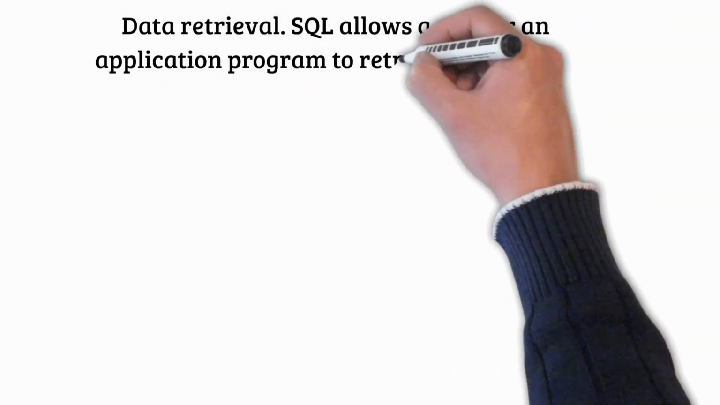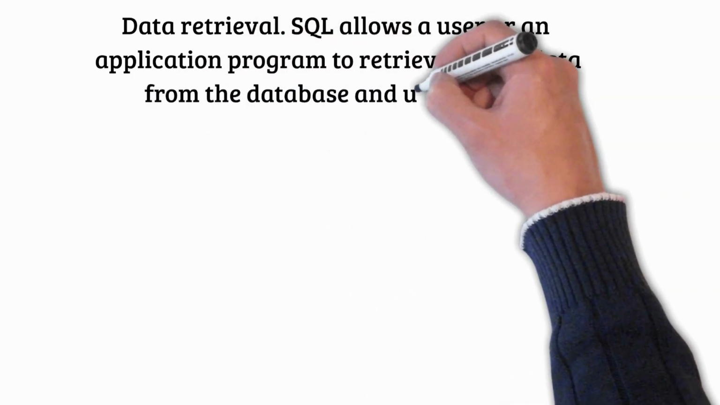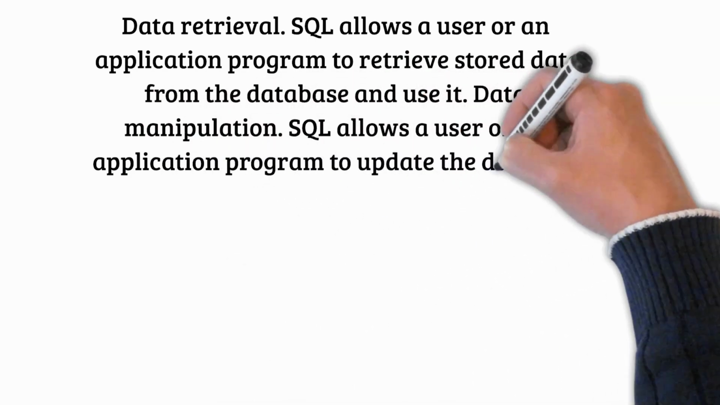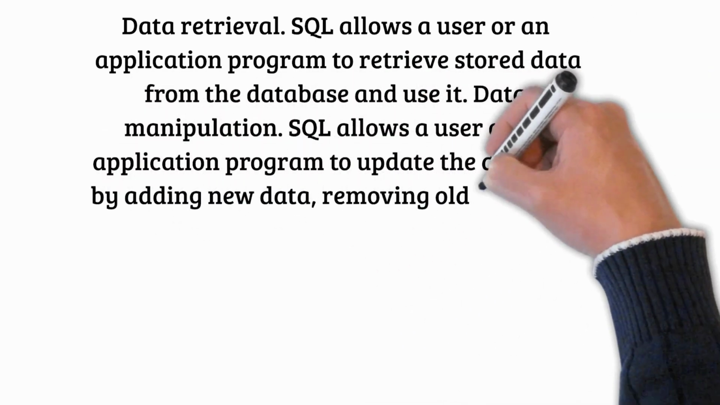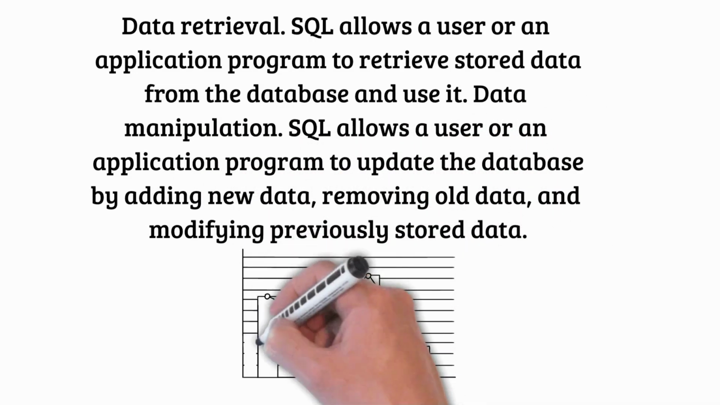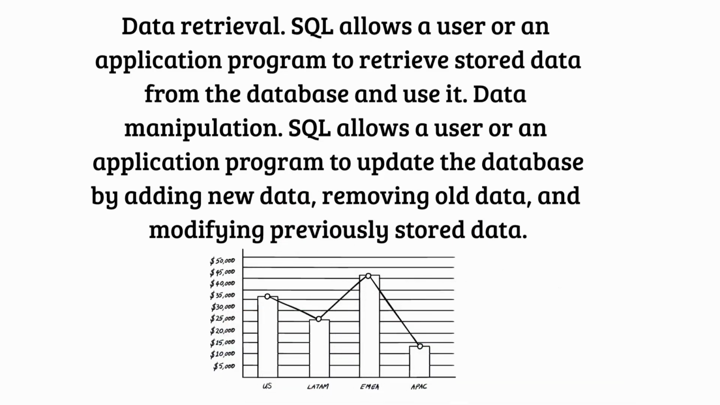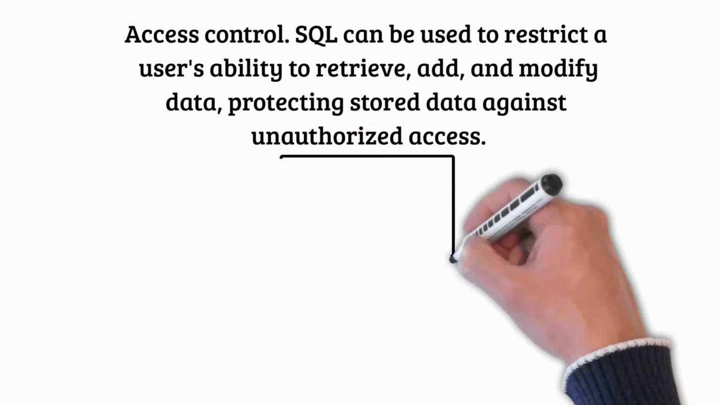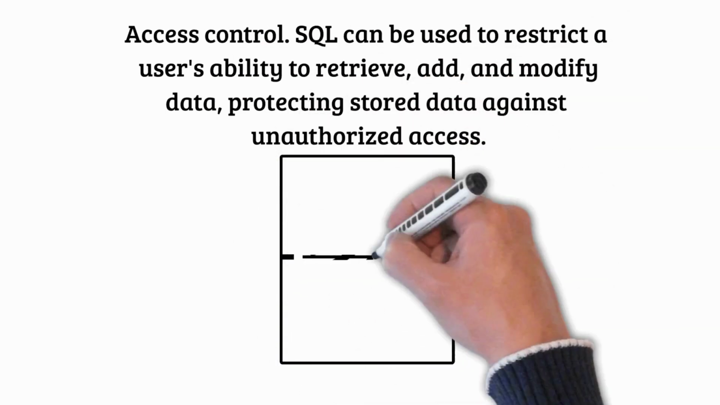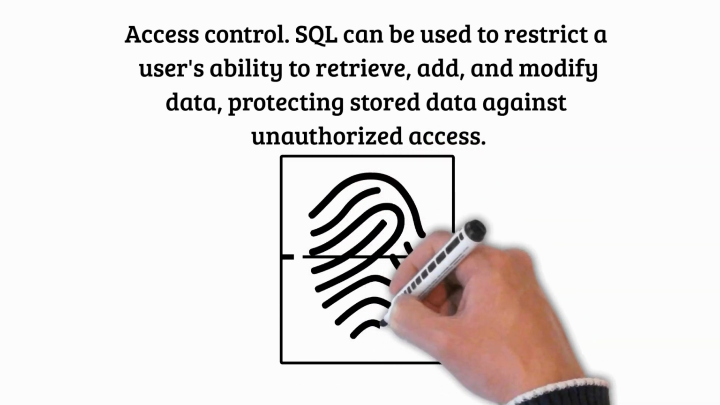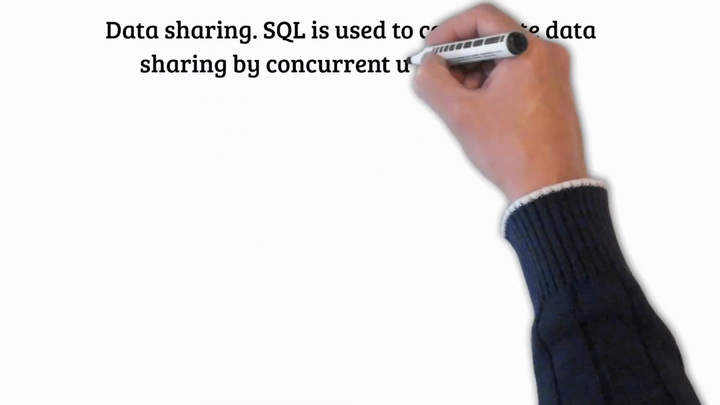Data retrieval. SQL allows a user or an application program to retrieve stored data from the database and use it. Data manipulation. SQL allows a user or an application program to update the database by adding new data, removing old data, and modifying previously stored data. Access control. SQL can be used to restrict a user's ability to retrieve, add, and modify data, protecting stored data against unauthorized access.